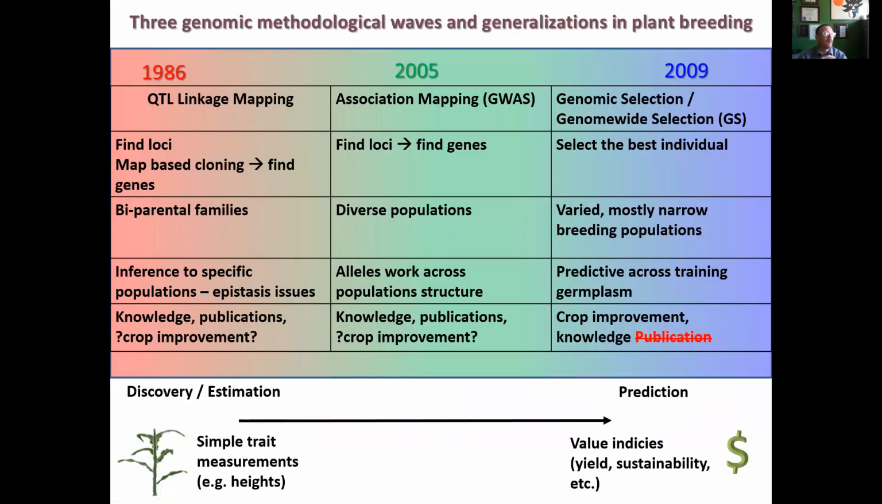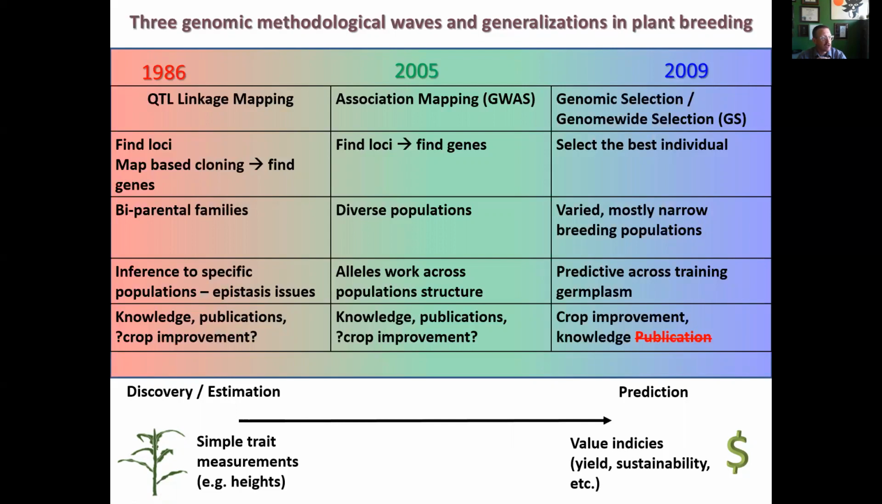So I want to cover a couple generalized methodological waves and generalizations in molecular plant breeding. It was about 1986 when QTL linkage mapping started. There were tomato and maize populations, and a lot of the people who did this initial work are in the National Academies of Sciences now, or quite world-renowned.